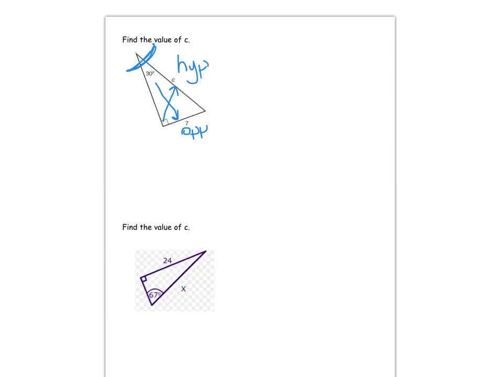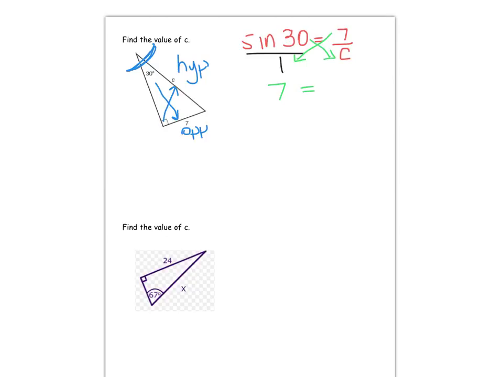So again, we choose the ratio that would let us connect opposite and hypotenuse, which hasn't changed from the last problem. That's going to be sine again. So sine of the angle, so sine of 30 equals opposite over hypotenuse. So this time it's 7 over C. Okay, we'll put a 1 underneath sine of 30 to make a proportion, and we'll cross multiply. 7 times 1 is 7, equal sign in the middle.